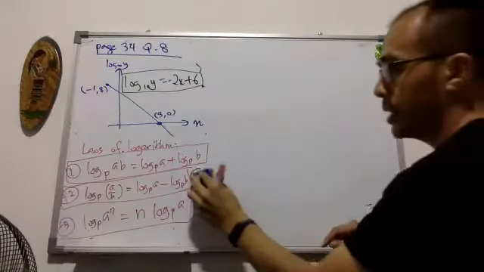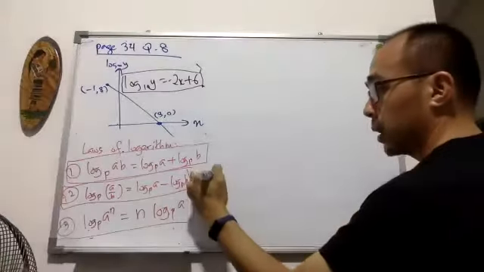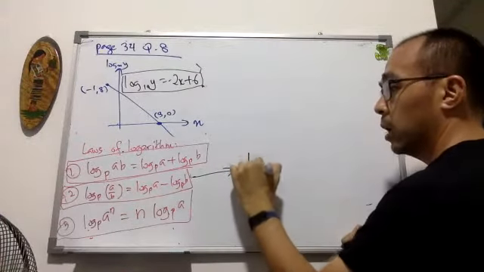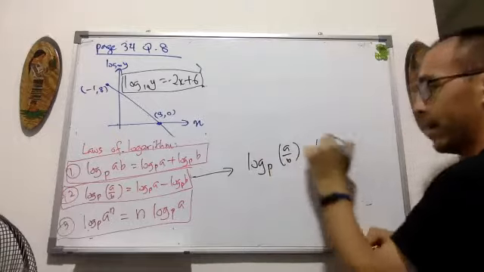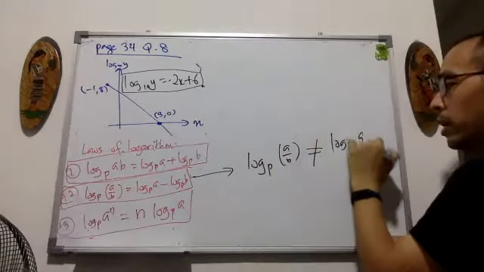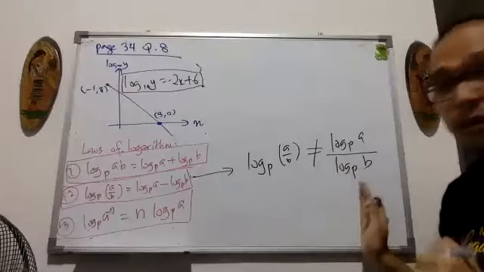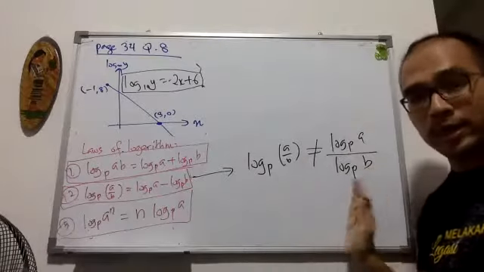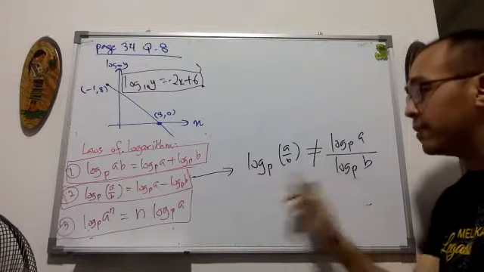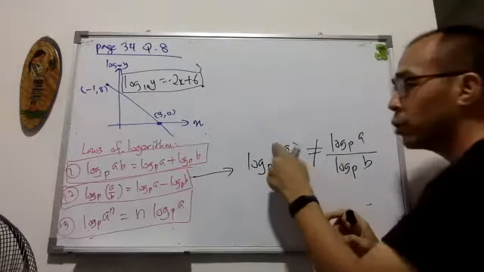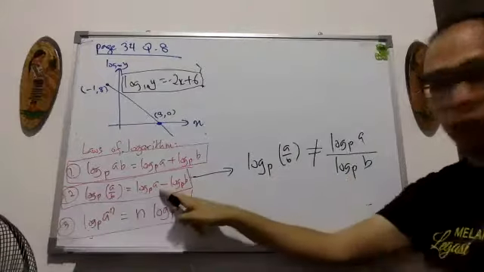One other thing that I want you to be very careful of, satu lagi perkara yang kamu harus berhati-hati, and usually people will make mistake here, is that log p of a over b is not the same as log p a over log p b. These two are totally different. One is a cat, one is a dog. The cat is not the same as a dog. So never make this mistake. Kalau dia bentuk macam ini sahaja, then you can use this. This one, you cannot use this. Cannot.